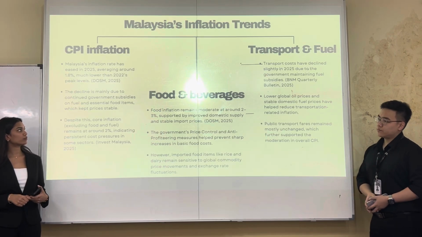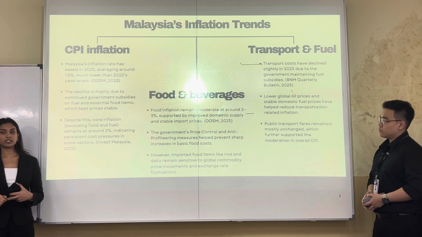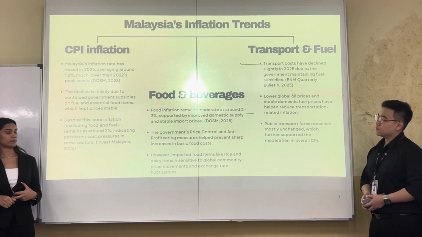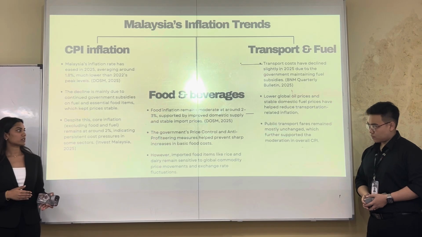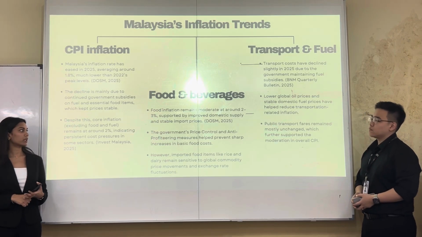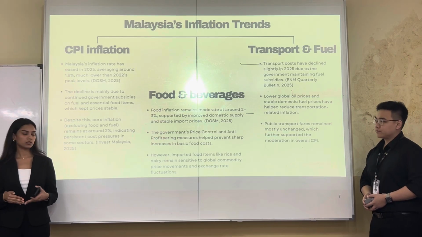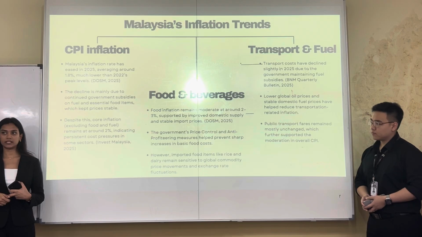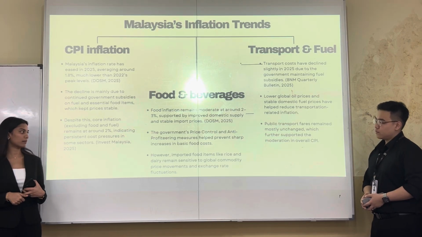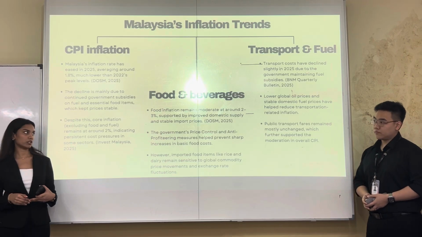So this shows that even though prices are stable, certain sectors like services and manufacturing have cost pressure. Moving forward to food and beverages, food inflation remains moderate at around 2 to 3%, mainly due to government policies such as price control and anti-profiteering measures. Basically, they are stopping the sellers from hiking up the price too much. However, imported food items like rice and dairy still have an impact, which means fluctuations in the exchange rate can have an impact in Malaysia.